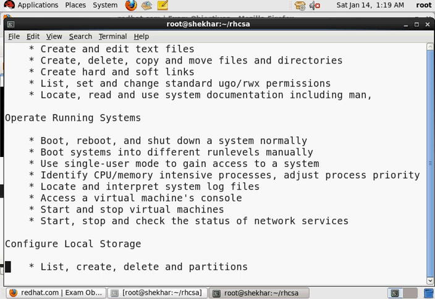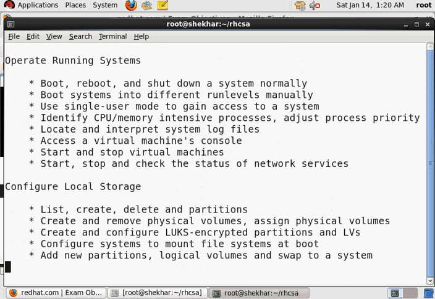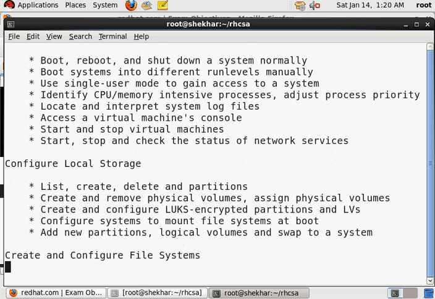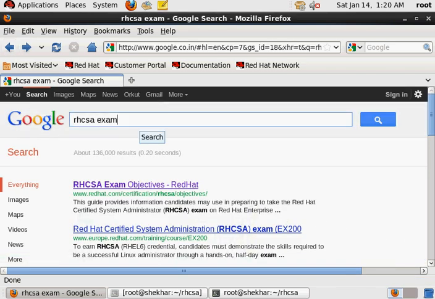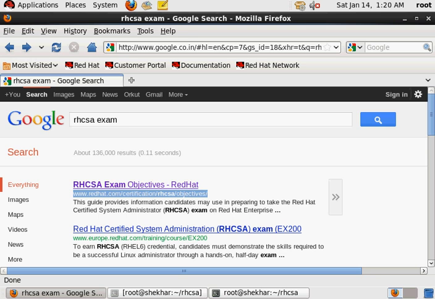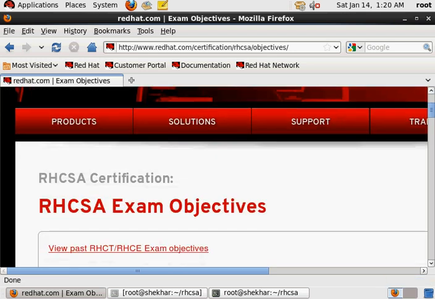When they talk about examination objectives, they are telling us that when an RHCSA person goes out in the market, he will know all these topics thoroughly, and that is what they are going to test you on. So I'm just going to browse through these topics. In fact, let us go to Google, and as I have already searched here, let us search on RHCSA exam. You will find that the very first website is from Red Hat themselves. Let us go and see what these RHCSA objectives are.